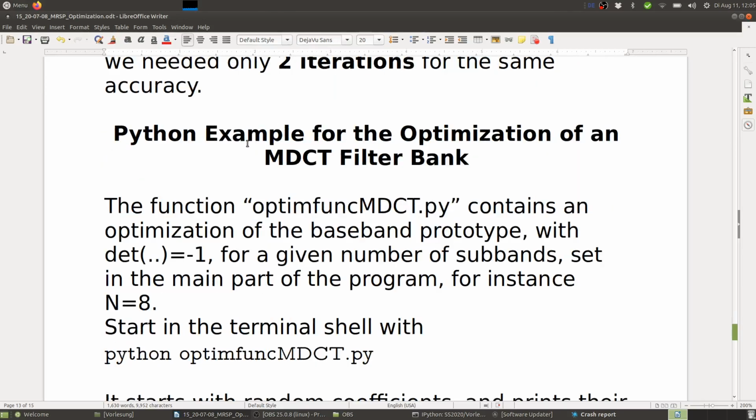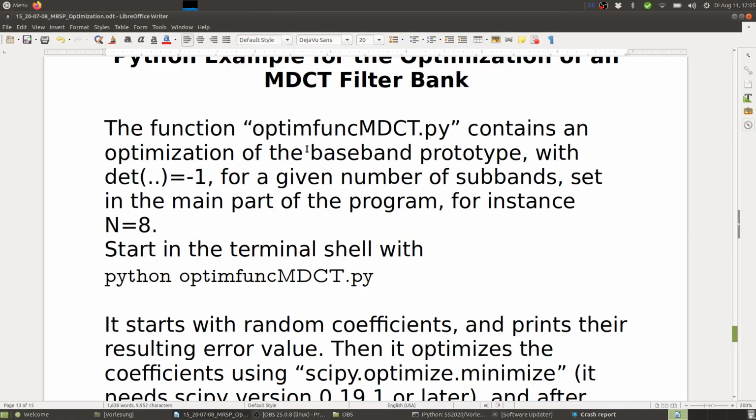Yeah, so here's a Python example for the optimization of an MDCT filter bank. Here we now construct our error function or objective function.